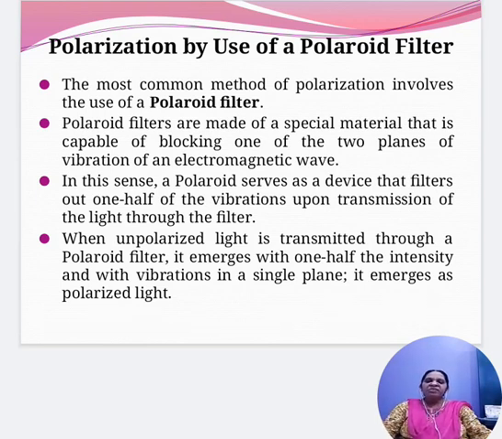So it is made up of a special filter which is capable of blocking. What does it do? It filters out one half of the vibrations upon transmission of the light through the filter. This transmitted light that is emerging from the filter is called polarized light, with one half the intensity and the vibrations in a single plane.